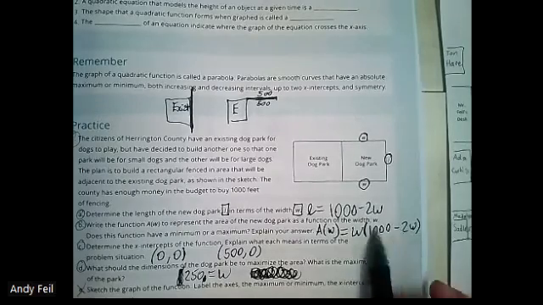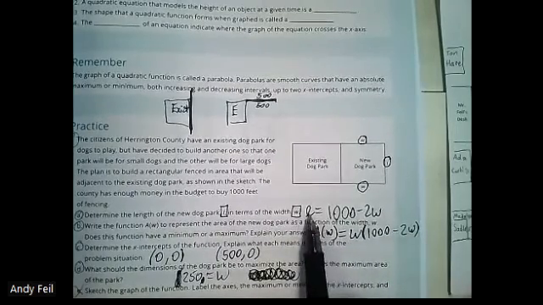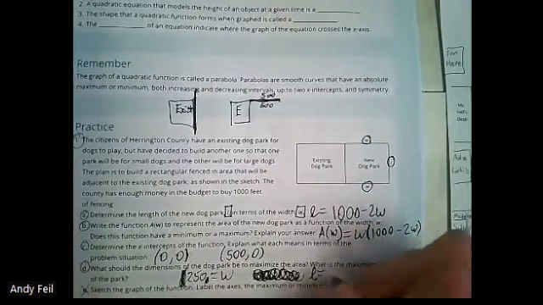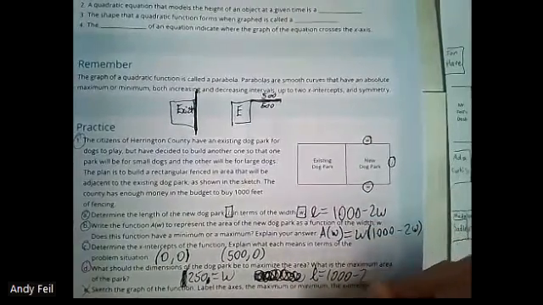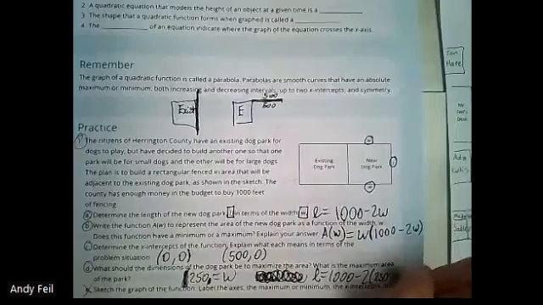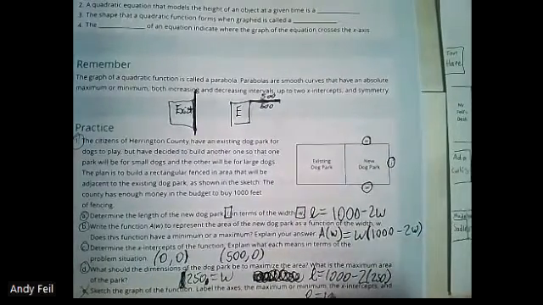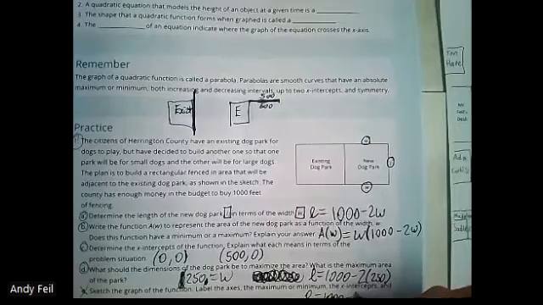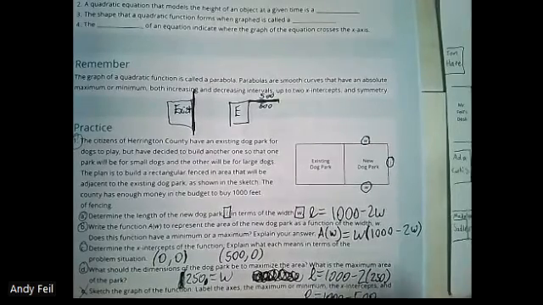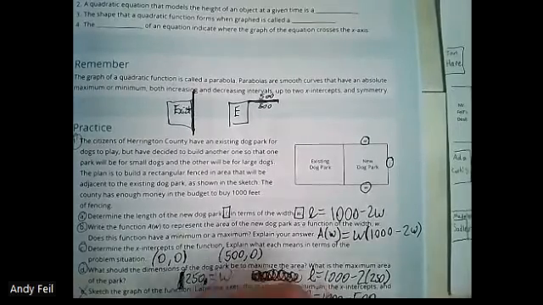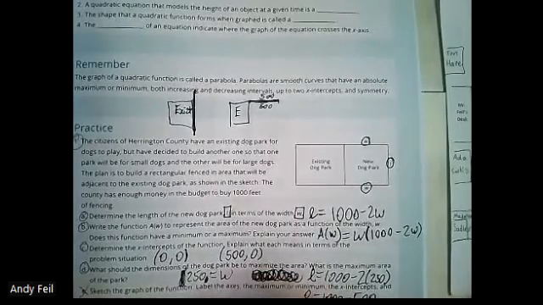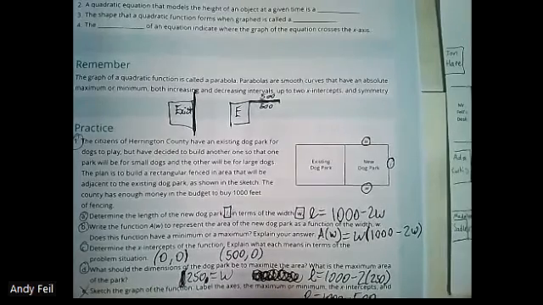This is equal to L, and I want to find L in terms of W. So I do L equals 1,000 minus 2 times 250. And what does that give me? L equals 1,000 minus 500. And then what is L? 500. So to maximize, we have W equal to 250 and our length is equal to 500.